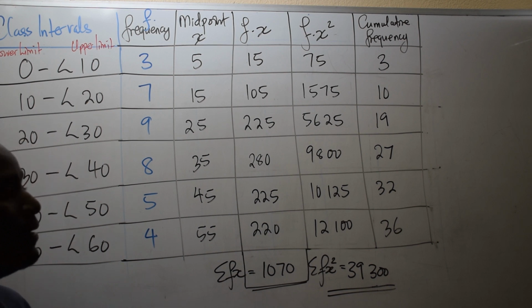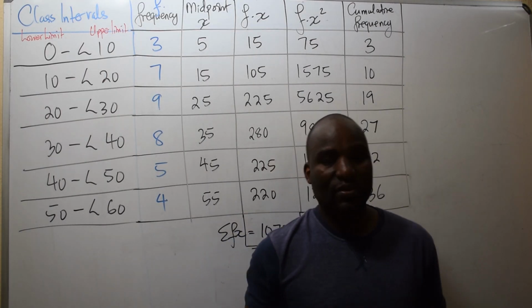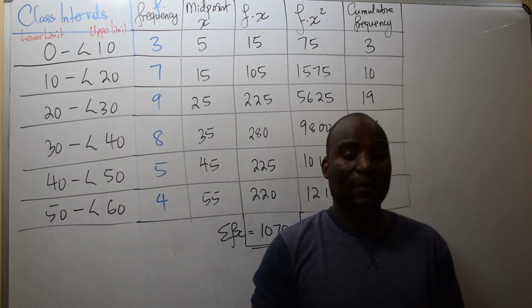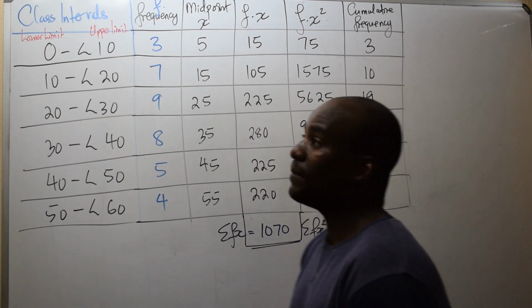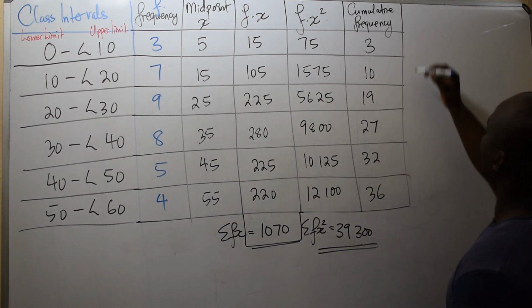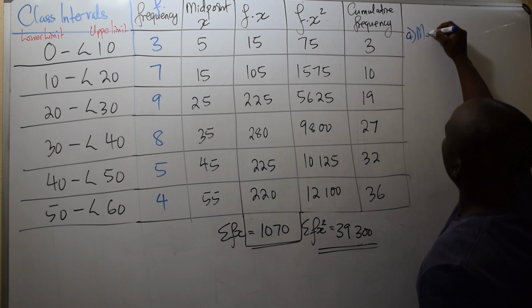We need this table because we're going to calculate the mean and everything using this. For easiness, we're just going to use the side space to do the calculations. I think it's going to make our calculations a little simpler. So we're going to start first with requirement A, which is to calculate the mean.